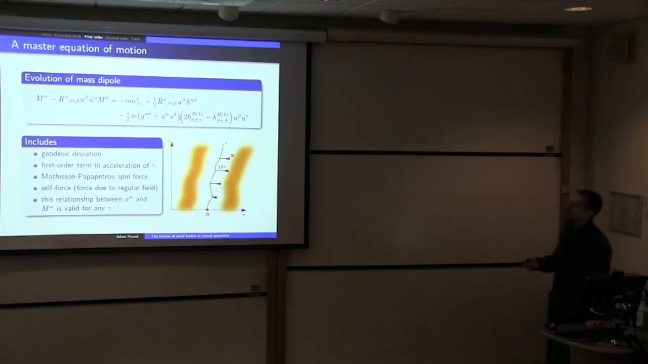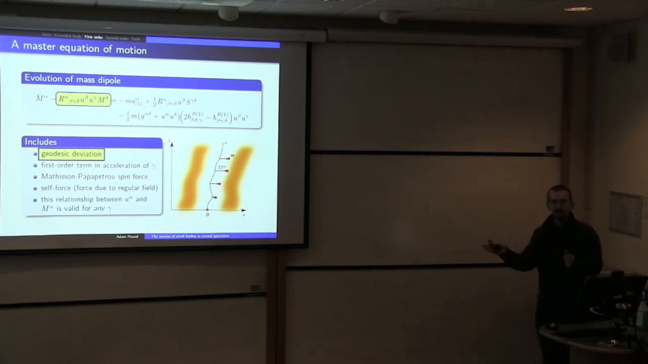So here's what I call the master equation of motion, which is an equation for the acceleration of the mass dipole moment. There's a bunch of things appearing here. There's a geodesic deviation equation. So imagine even if you had no spin, no fields, geodesic world line, so the acceleration vanishes, still the mass dipole moment is going to accelerate relative to your world line just because of geodesic deviation. So the object is going to oscillate.